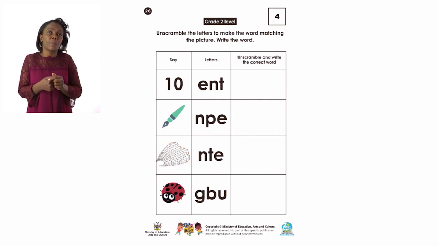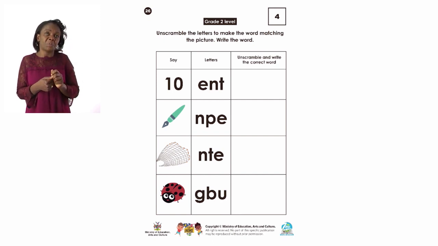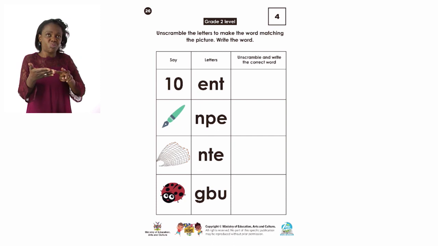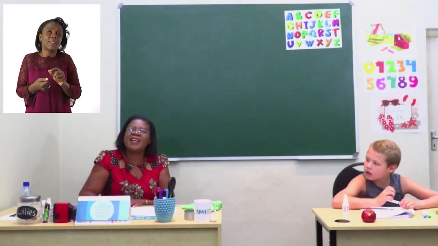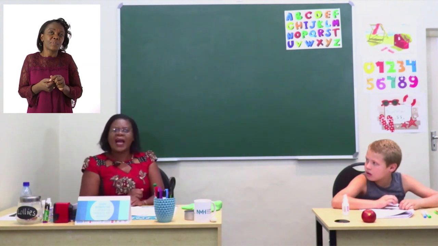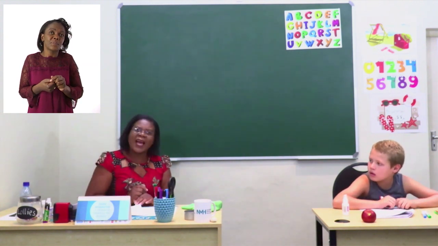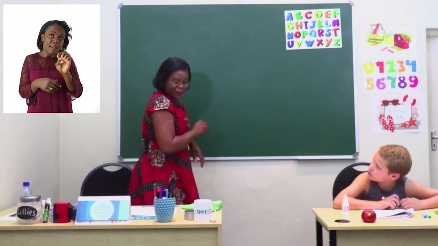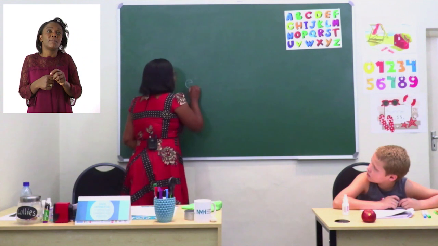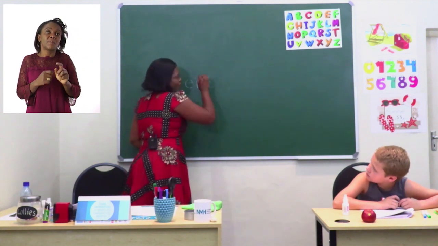There is an E, an N, and a T. But I still can't read them. So now the picture says it's a tent. So how do I write tent? Writing tent, I'll start with a T, and then I'll put an E, and then that will make tent. You start with a T, an E, and an N. They have scrambled it. Let me just show you, and a T.